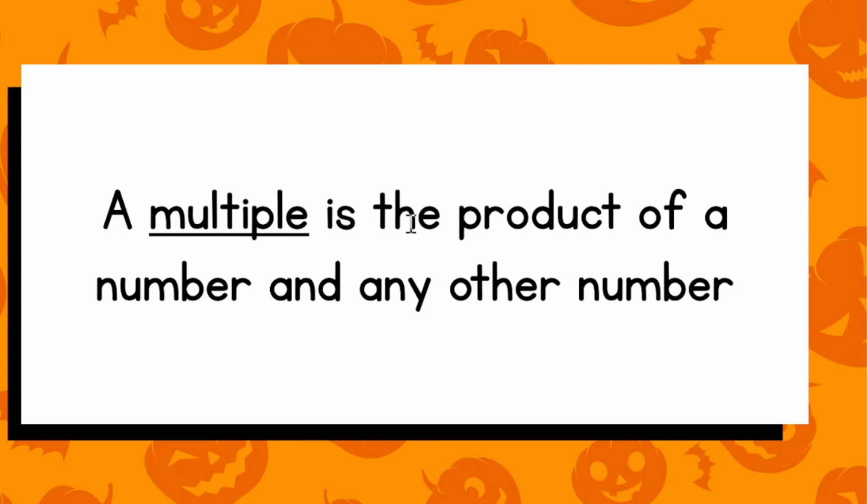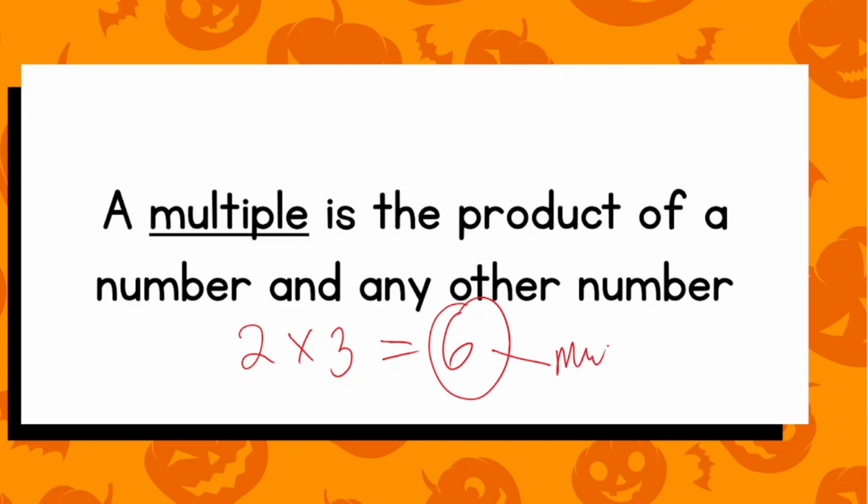A multiple is the product of a number and any other number. That is, when you multiply two numbers together, the answer you get is a multiple of the two numbers you have multiplied. Just take a look: 2 multiplied by 3 gives what? 6. So the 6 here is a multiple of 2 and what? Of 2 and 3. Which means we are looking at the numbers on the multiplication table. Exactly. But here we're looking at multiples of 10.